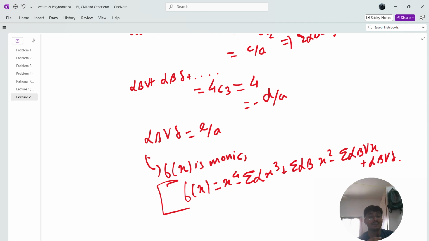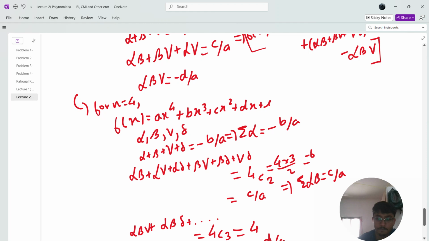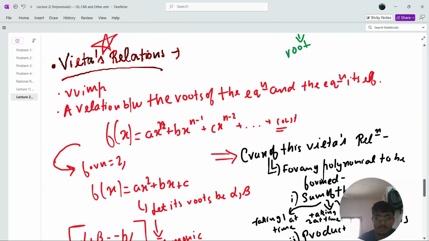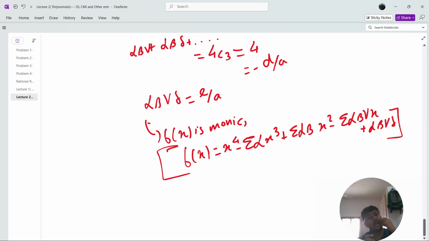I showed you 3 cases. I will be generalizing them in my symmetricity part of the roots. These are my 3 cases, Vieta's relations. So it is time to do 1 or 2 problems based on Vieta's relations just for the basic understanding.